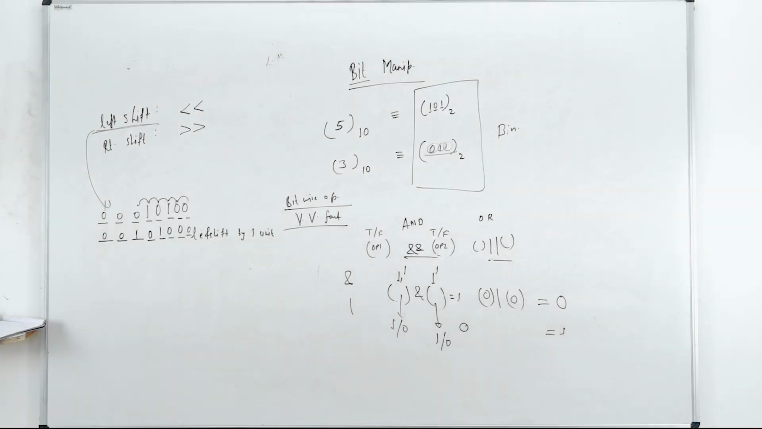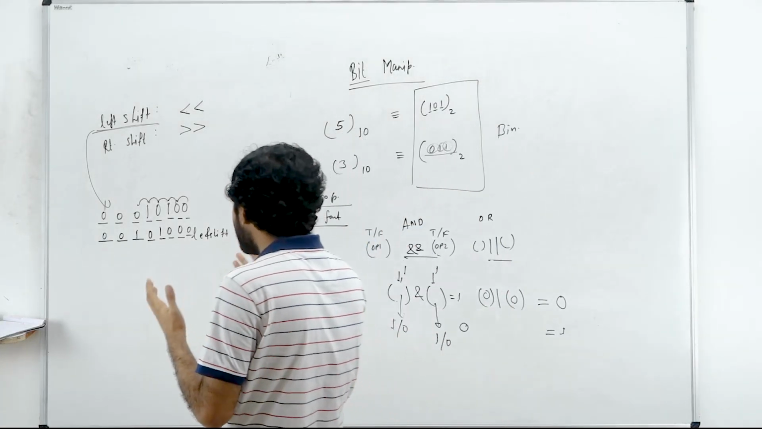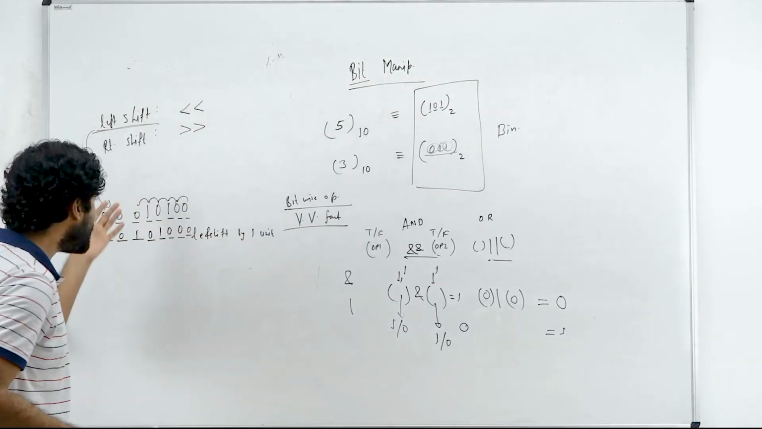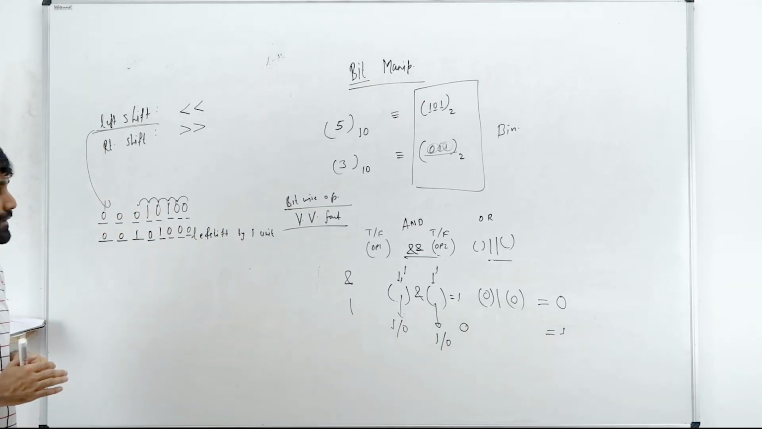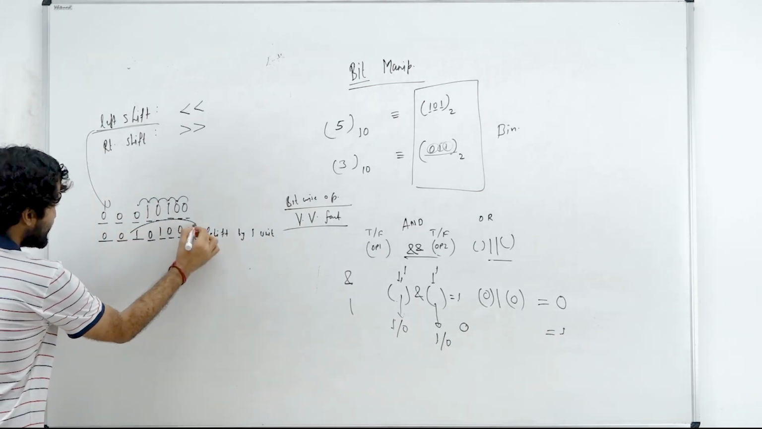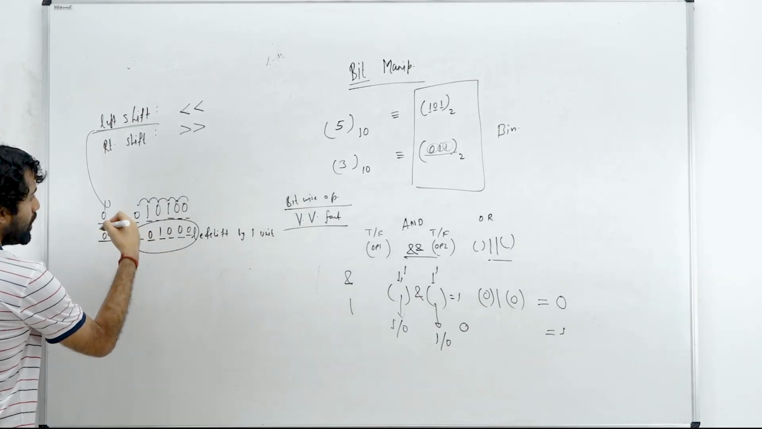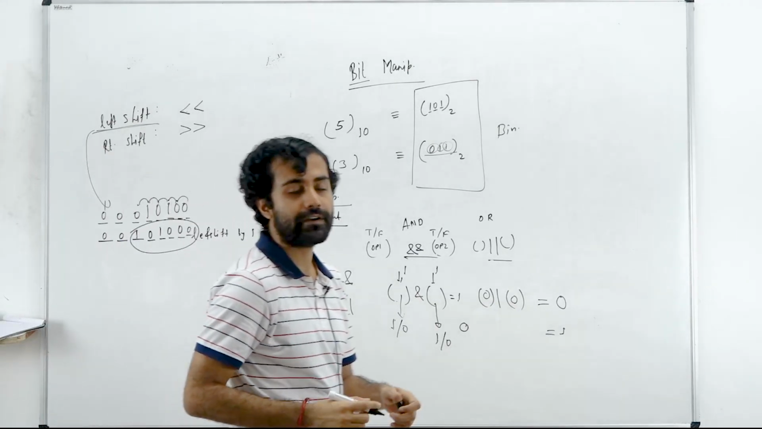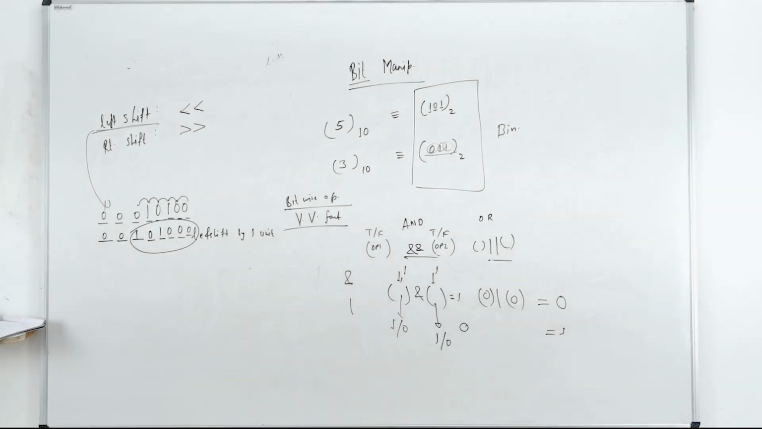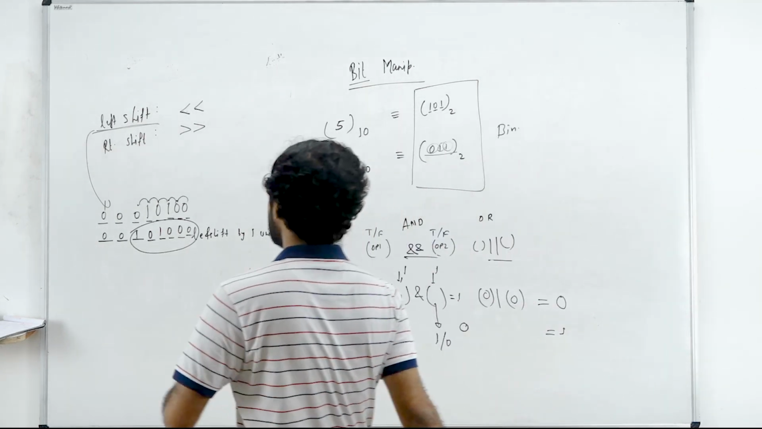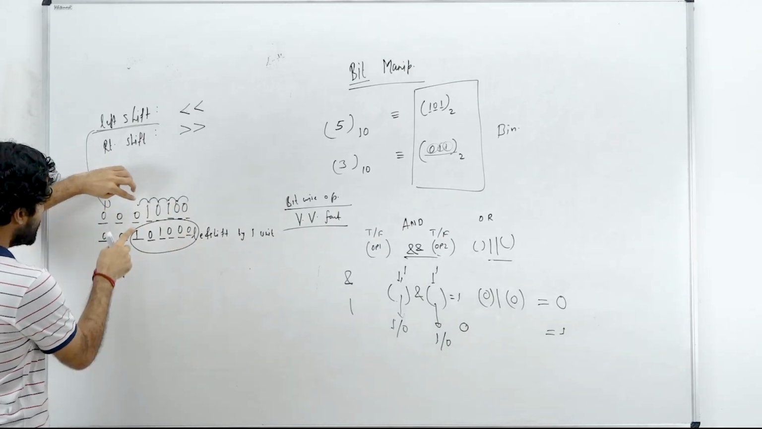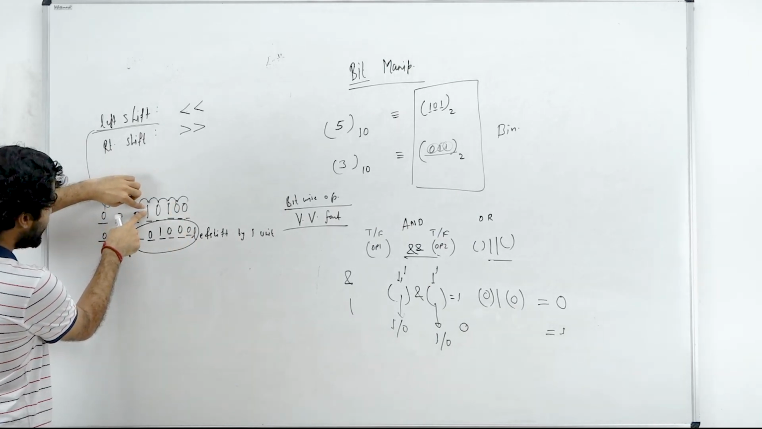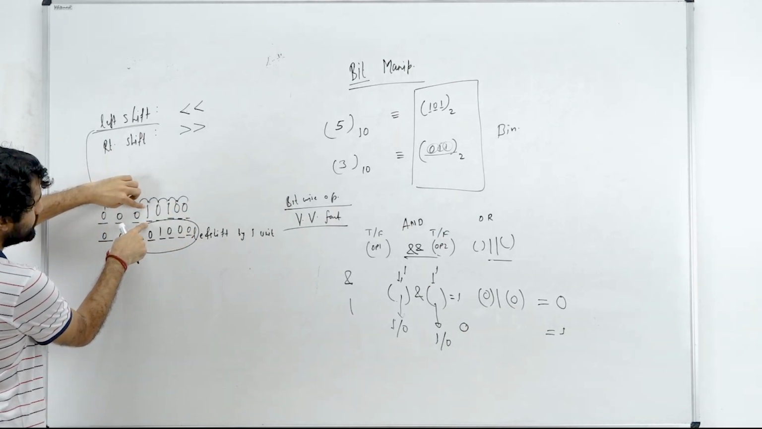Now tell me what impact it will have on a number. If you left shift a number by 1 unit, will the resultant number be greater, same, or smaller? It will definitely be greater. And how much greater? To understand that, let's say I have this. Let's say this one was present at the ith bit.